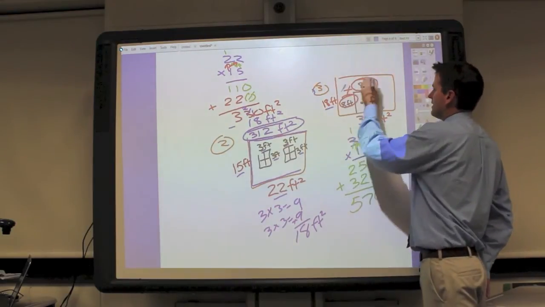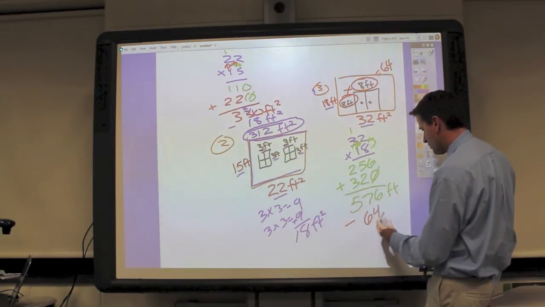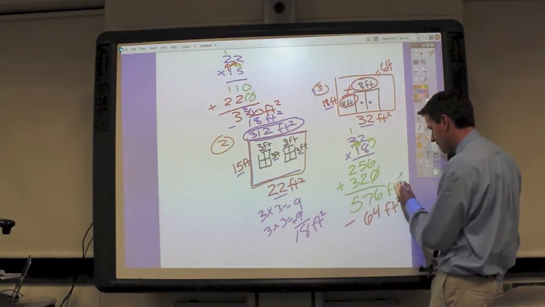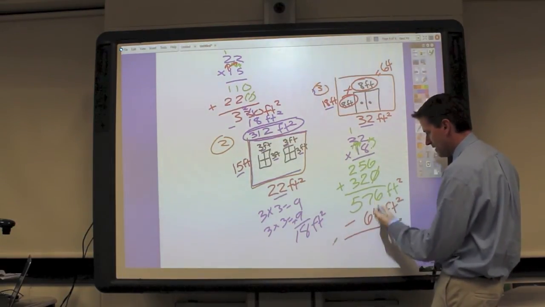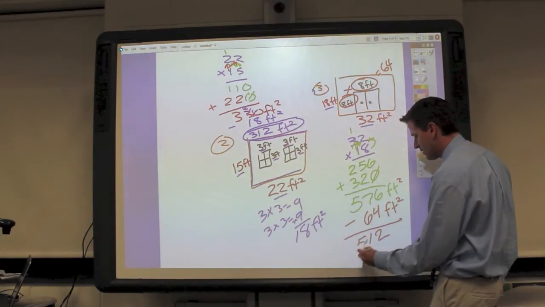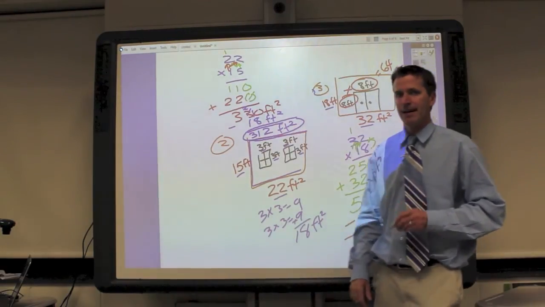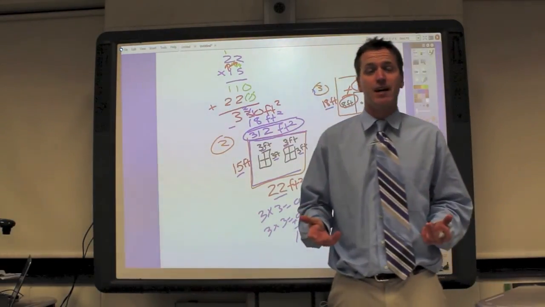Now remember, I have to subtract my closet here. 8 times 8 gets me 64. So I'm going to subtract 64 square feet over here. All right, and I have 6 minus 4 is 2, 7 minus 6 is 1, and 5 minus nothing is 512 square feet. And that's it. That's finding surface area of a wall.